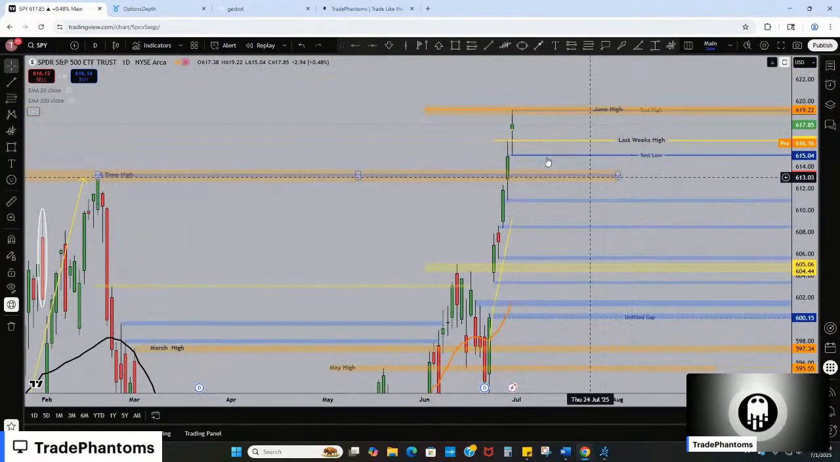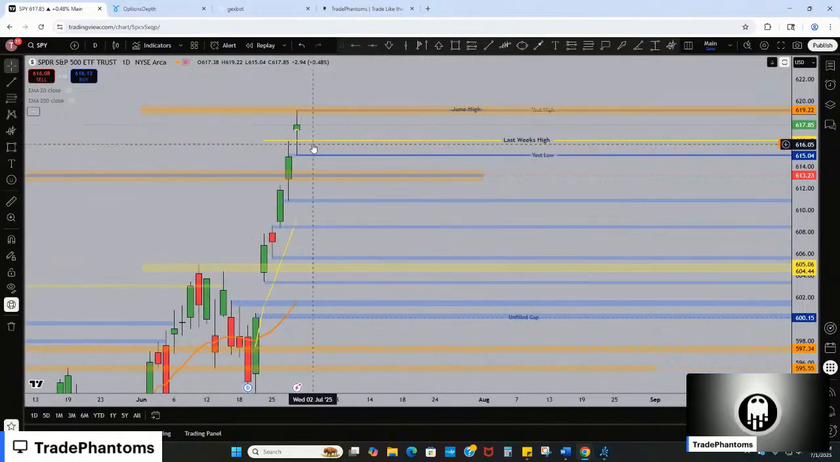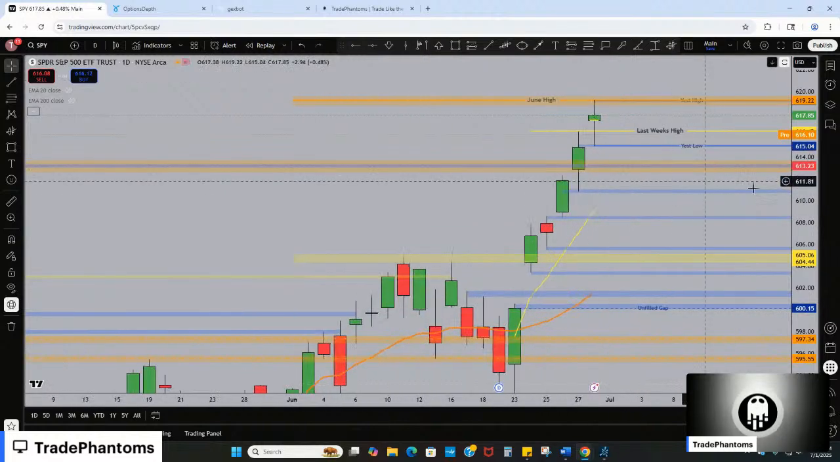However, here's current price. Here's yesterday's high, yesterday's low. Close of June's high there. Close here, gapping down. Still going to be inside gap.